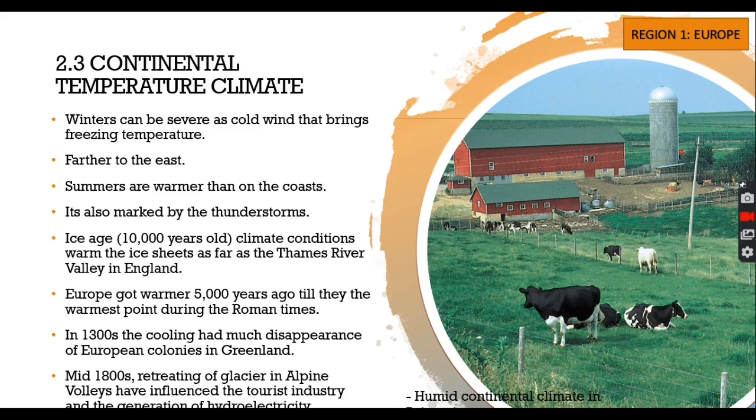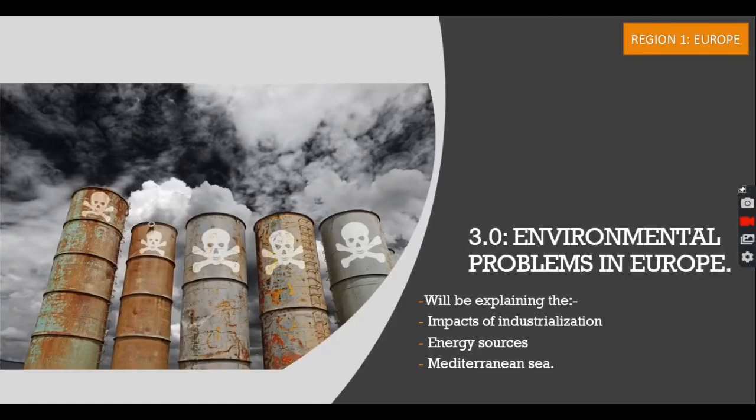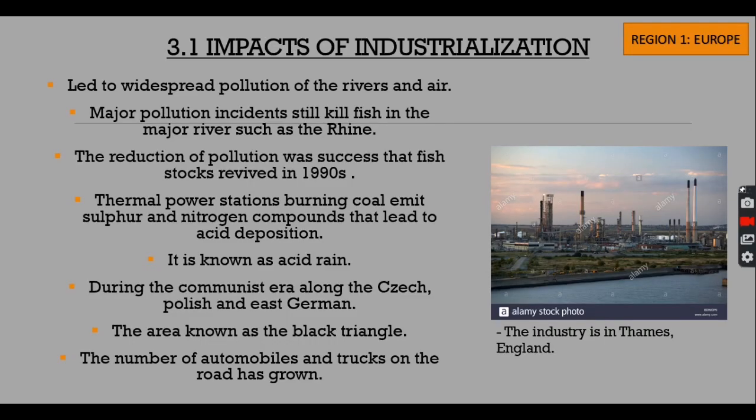Since the mid-1800s, the retreating glaciers in alpine valleys have influenced the tourist industry and the generation of hydroelectricity. Now, explaining the environmental problems in Europe, of which there are three. The first one is impacts of industrialization, the second is energy sources, and the third one is the Mediterranean Sea. Okay, let's start. The first one is impacts of industrialization.